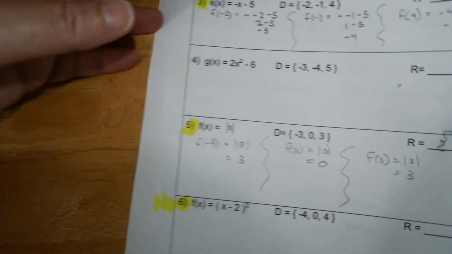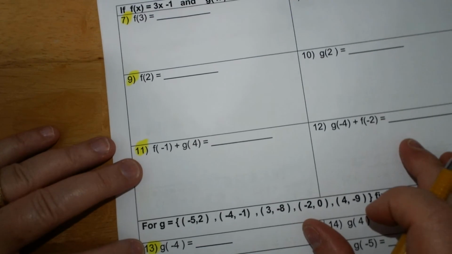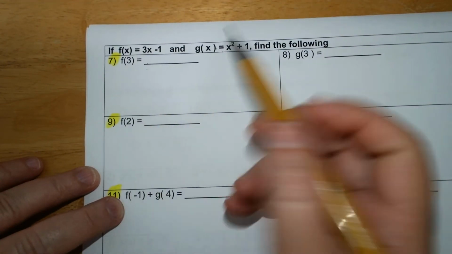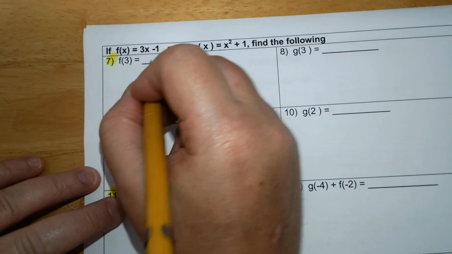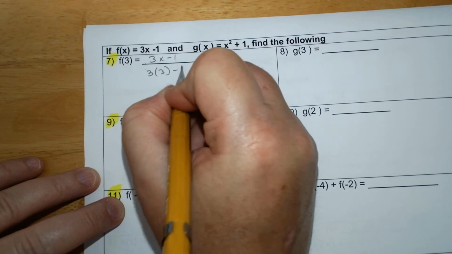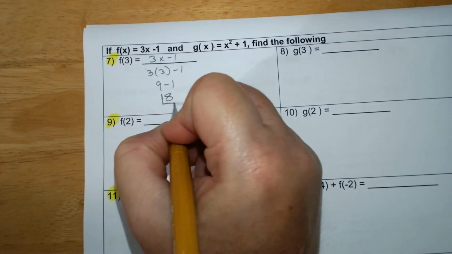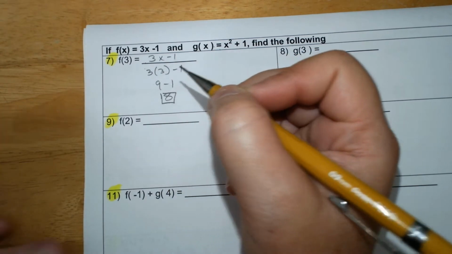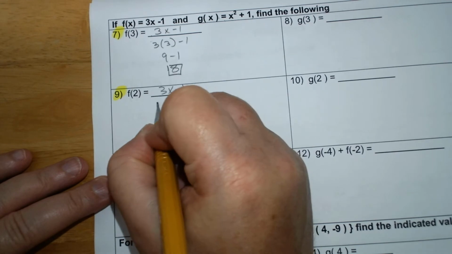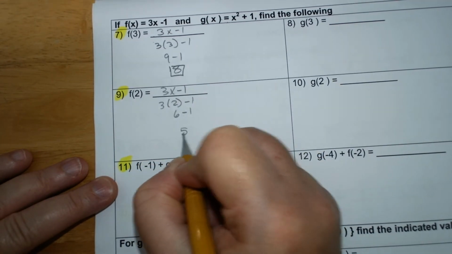Oops, I thought 6 was odd. It's not. Okay, here we go. It gives me 2 functions at the top, f's and g's. Pay attention to which one it does. So I'm doing 3x minus 1, 3 times 3 minus 1, 9 minus 1, 8. f of 2, 3x minus 1, 3 times 2 minus 1, 6 minus 1, 5.